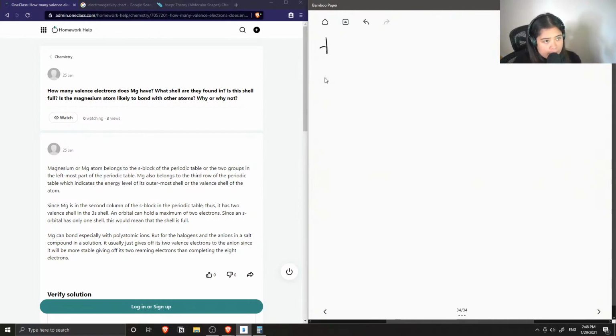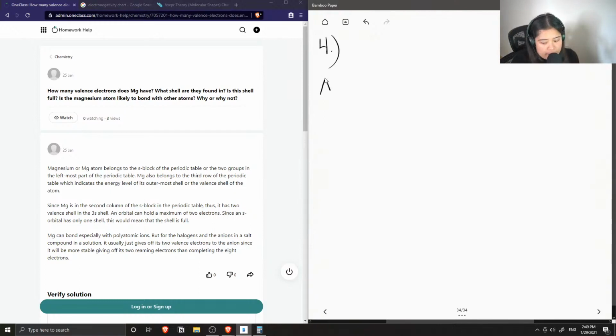Okay, so question number 4. How many valence electrons does magnesium have? What shell are they found in? Is this shell full? And is the magnesium atom likely to bond with other atoms? Why or why not?